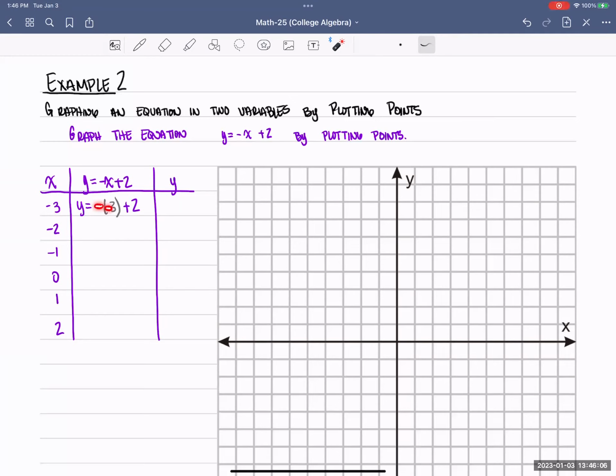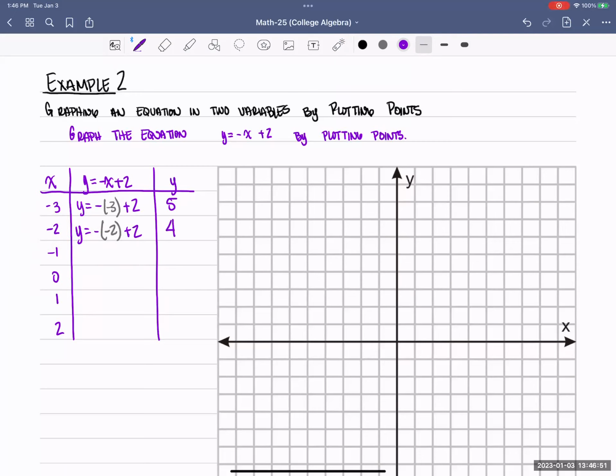We have a negative times a negative, that's going to give us a positive. So that's +3 plus 2, which gives us 5. We know that this over here is going to end up being 5. We're going to do the same thing for that -2. So y is equal to negative -2, and then we add 2 to that. Negative times negative gives us a positive, so that's +2 plus 2. 2 plus 2 gives us 4. So our result here is 4.